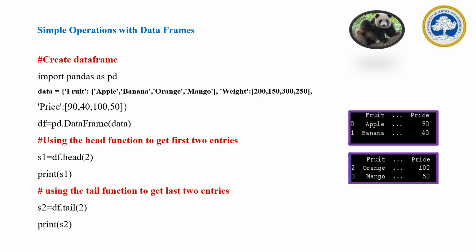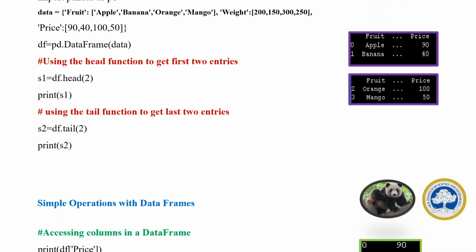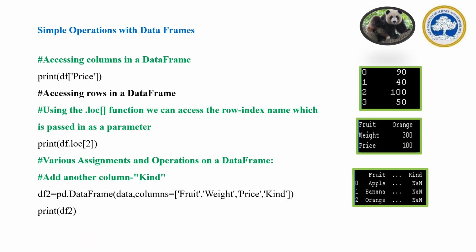head(2) represents the first two entries, that is apple and banana alone, and if you want to get the last two entries you have to use .tail(2). So those are the last two entries in the data frame, and if you want to access a column in the data frame alone, simply use df['price']. Accessing a row in the data frame, you have to use df.loc[2]. So you can access the row index which is passed in as a parameter.